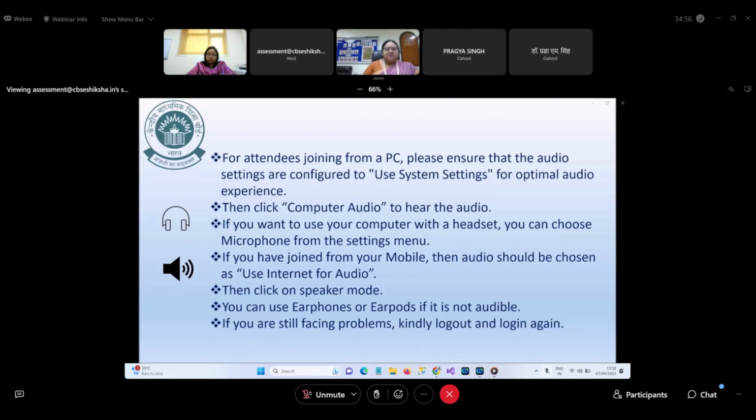If you have joined from your mobile, then audio should be chosen as Use Internet for audio. Then click on Speaker mode. You can use earphones or earpods if it is not audible. If you are still facing problems, kindly log out and log in again.